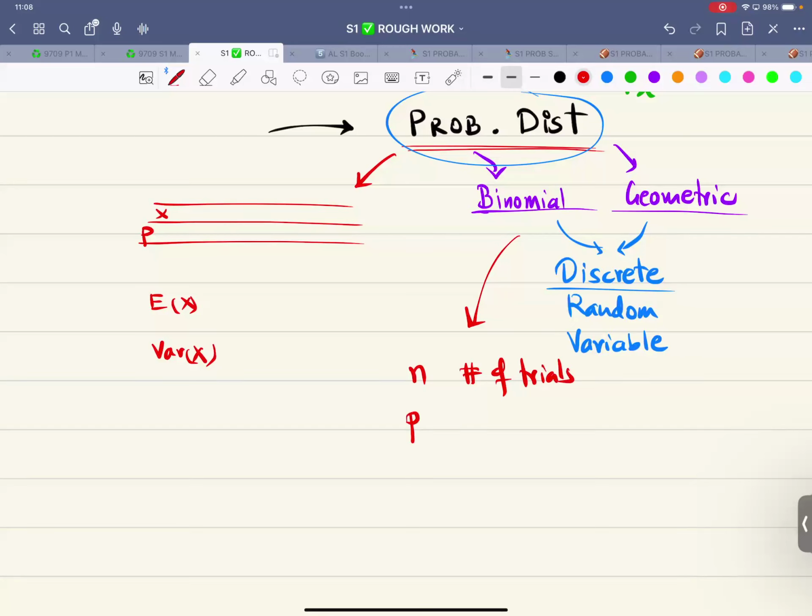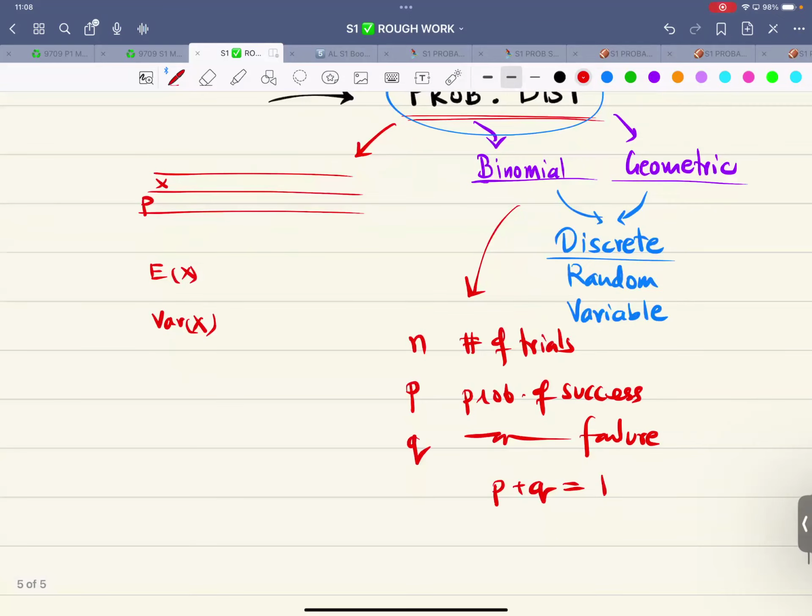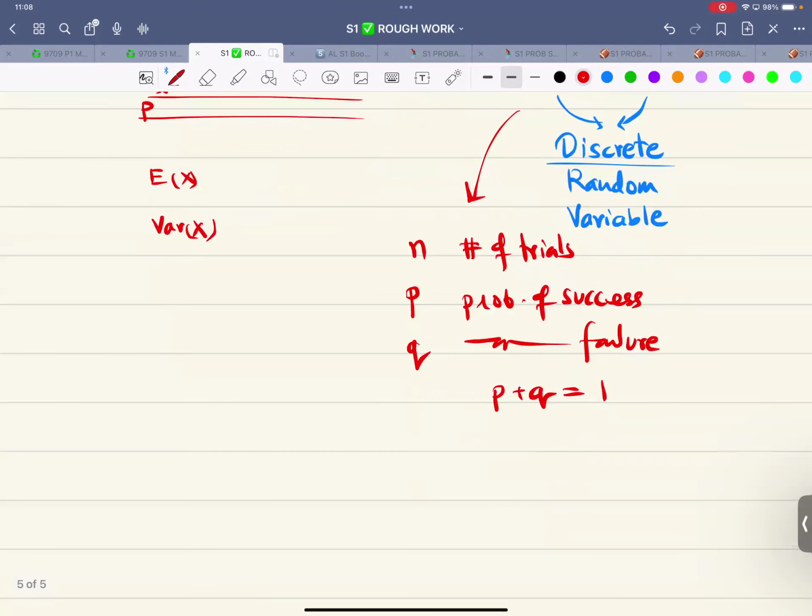So for binomial, we talk about N, that is the number of trials. We talk about P, that is the probability of success. We talk about Q, that is the probability of failure. We know that P plus Q adds up to 1. There is no third probability. Either something will happen or something won't happen. We talk about R, that is the calculation of probability for a required term.